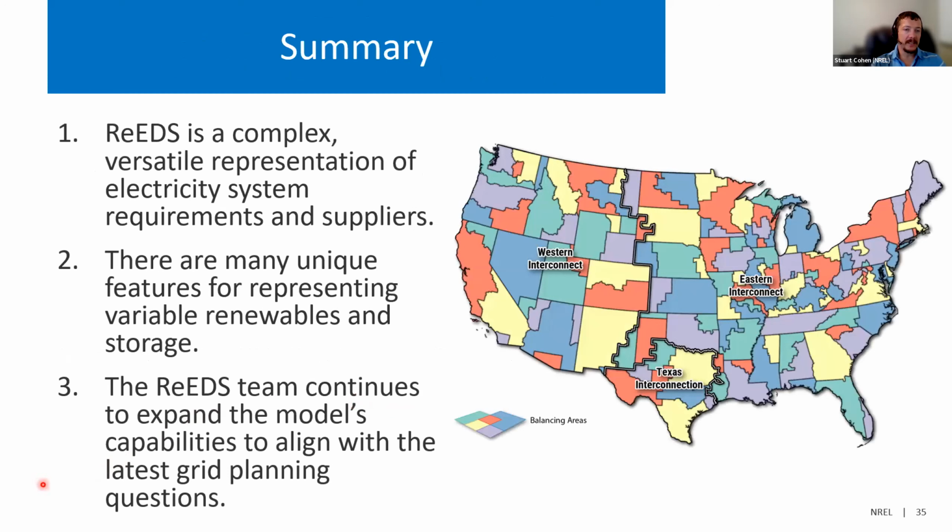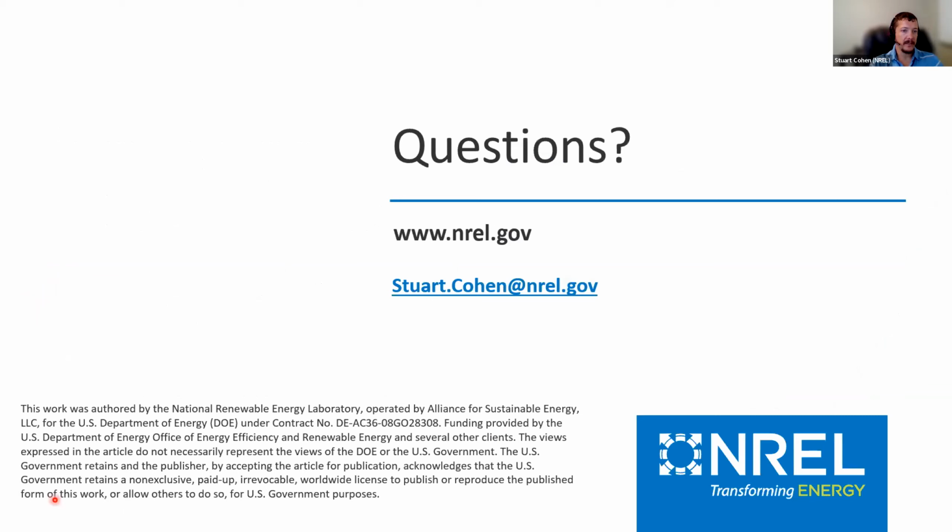Really high level summary, ReEDS has a lot going on, but the reason for that is because there's a lot of really unique things. You saw how big the team is of people that are working in this model. We're really trying to be at the cutting edge of representing emerging technologies in the electric sector, variable renewable storage, everything else. And so our goal is to keep expanding the capabilities so that we're as relevant as we can be to the current grid planning questions. So that is all I have.